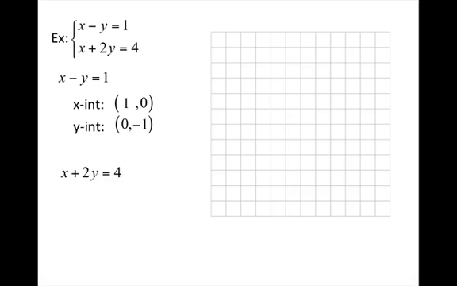For the second equation, I have x plus 2y equals 4. The easiest way to graph this is going to be with the intercepts. For my x-intercept, let y be 0. So cover up the y term because 2 times 0 is just going to give me 0. And I end up with x equals 4. Then for the y-intercept, you let x be 0. If x is 0, you'd have 0 plus 2y equals 4. So cover up the x since it's a 0. And I have 2y equals 4. Then divide each side by 2 and I get y equals 2.